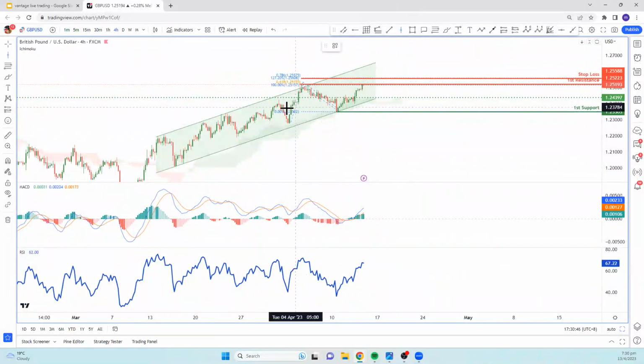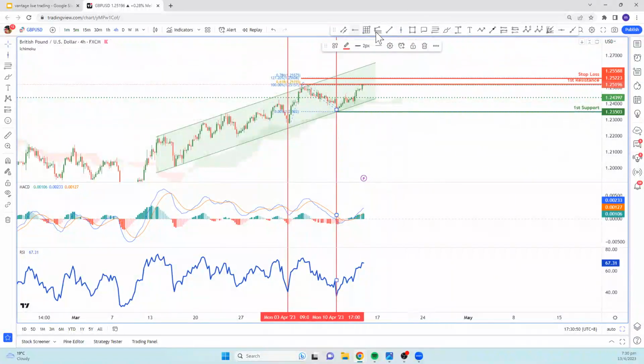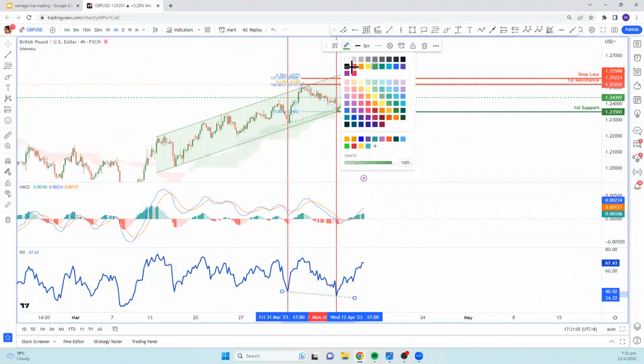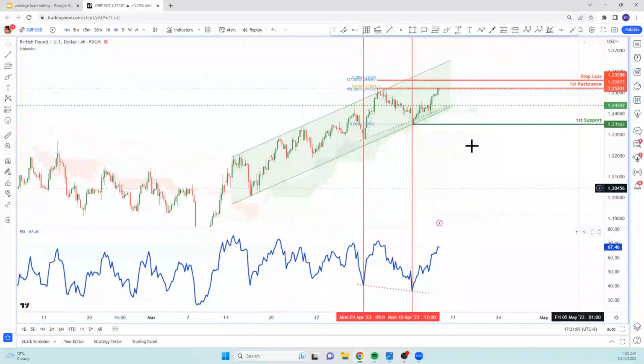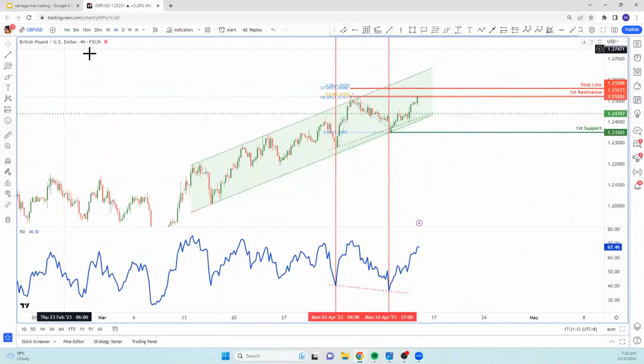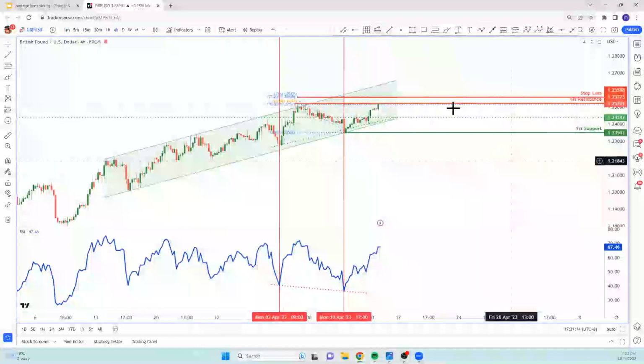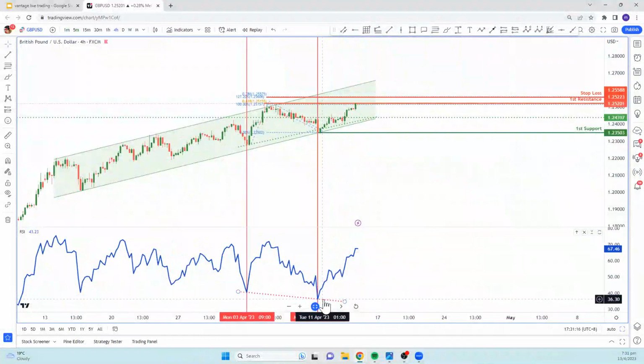On our RSI over here, let me just highlight the areas. I can see that price has made a higher low on our price chart, and on our RSI, it has made a lower low. So this could suggest that price is going to, okay, let me remove the Ichimoku first. So this could suggest that price is about to drop since there is a bearish divergence on our RSI.